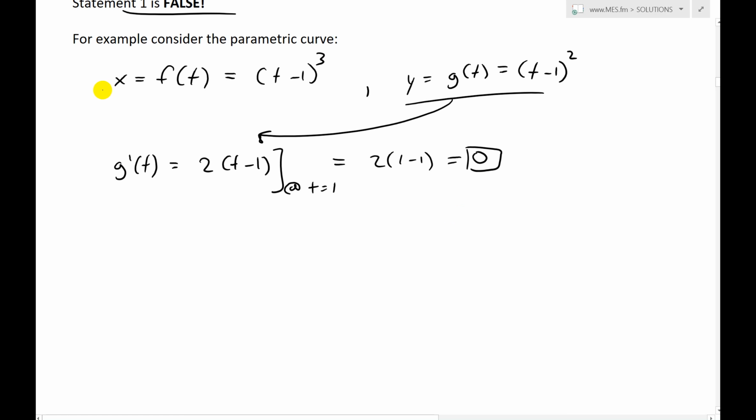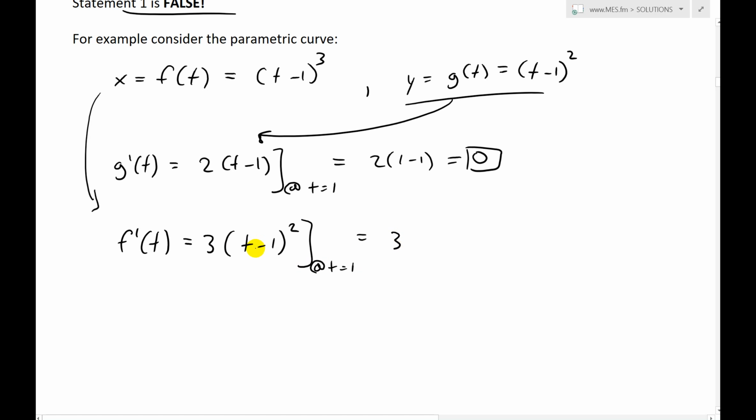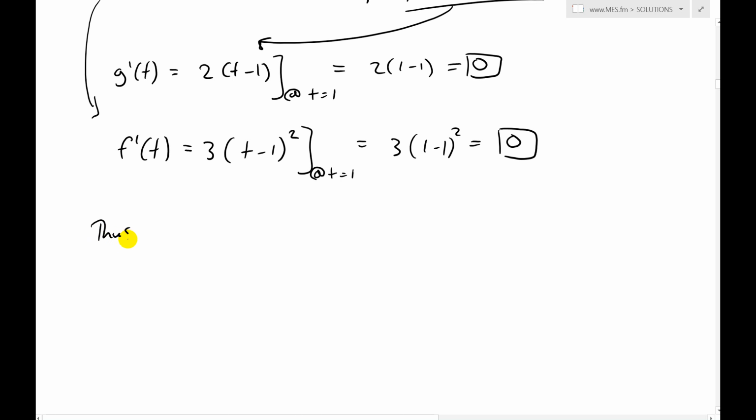And now for this one, if we take the derivative f prime of t, this equals, bringing the 3 down, 3(t minus 1) squared, with the power reduced by one. Now if we plug in t equals 1 here, we get 3 times (1 minus 1) squared, which equals 0 as well. So thus, by the derivative dy over dx, recall that this equals g prime of t over f prime of t. So now what we end up having is, well, 0 over 0.